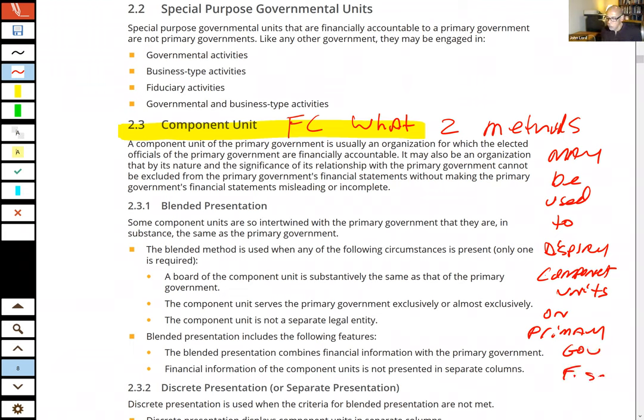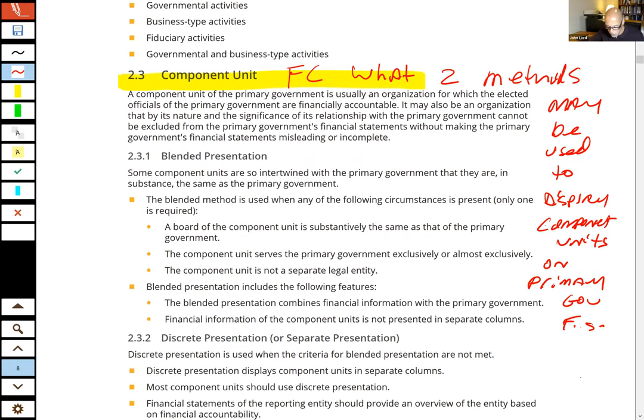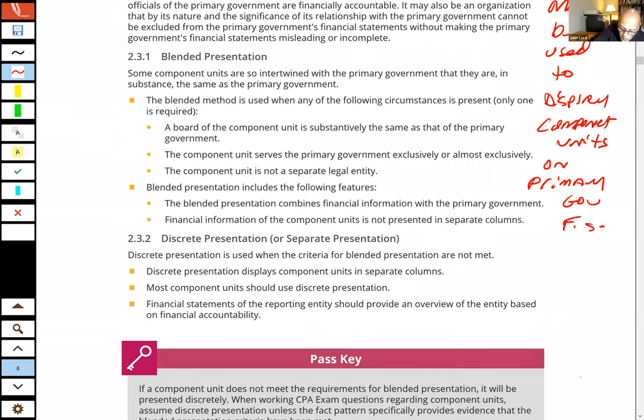What two methods may be used to display component units on primary government's financial statements? So remember, these component units are entities to which the primary government is financially accountable. There's two methods. One is discrete presentation. And so this is the answer to the flashcard of the two methods. One is discrete, two is blended.